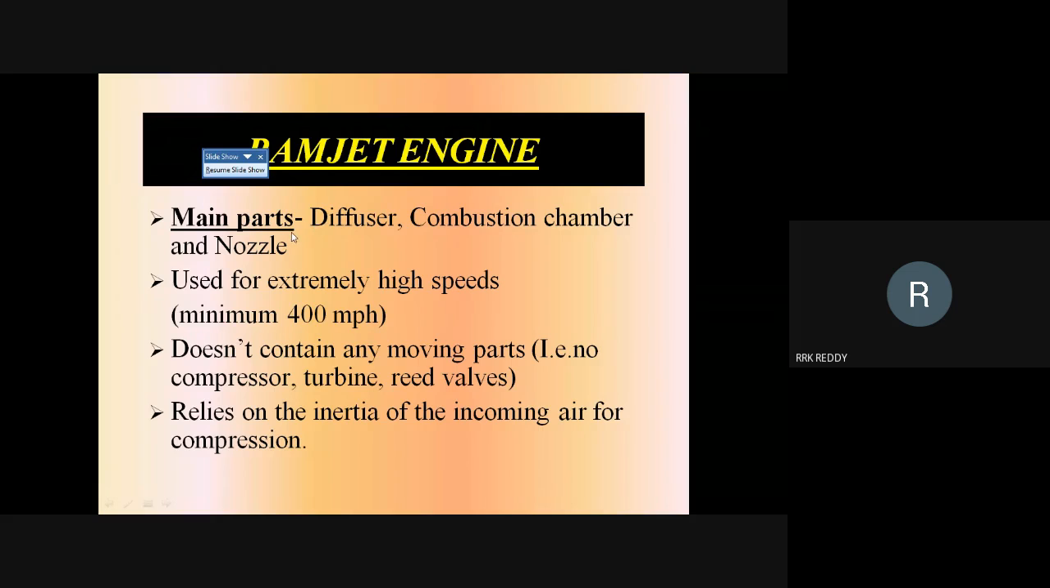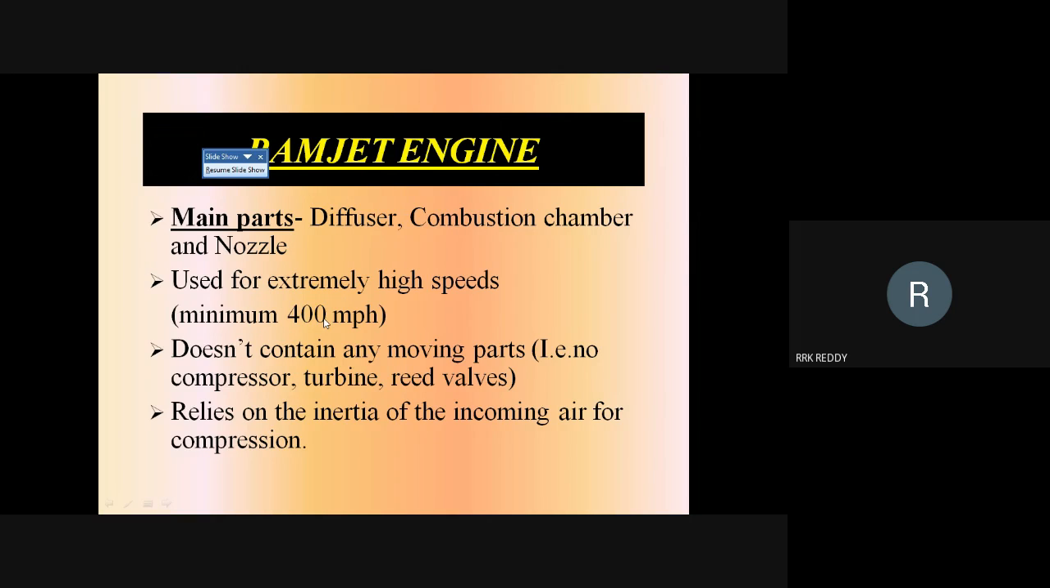The main parts here are the diffuser, combustion chamber, and nozzle only. There is no compressor here, and there is no gas turbine. Only diffuser, combustion chamber, and nozzle. That's all. The diffuser is for pressure rise, to convert kinetic energy into pressure energy, the combustion chamber is to convert pressure energy into heat energy, and the nozzle is to convert heat energy into kinetic energy. That's all.